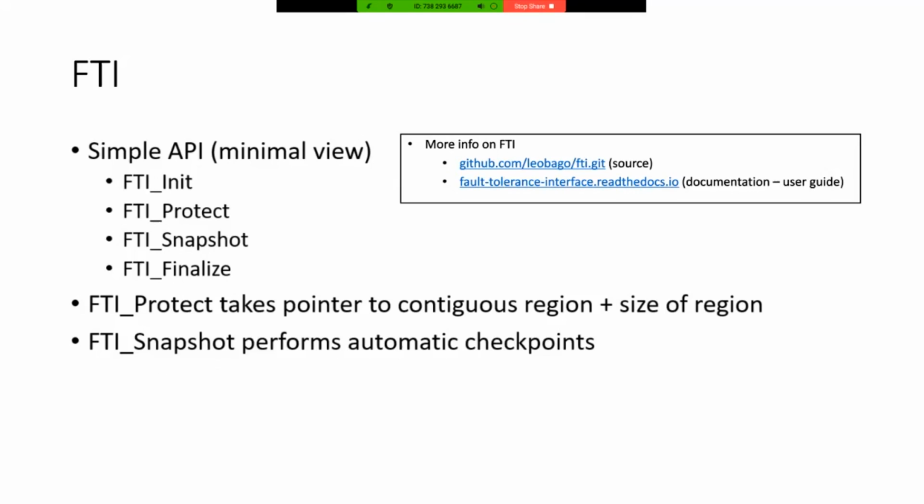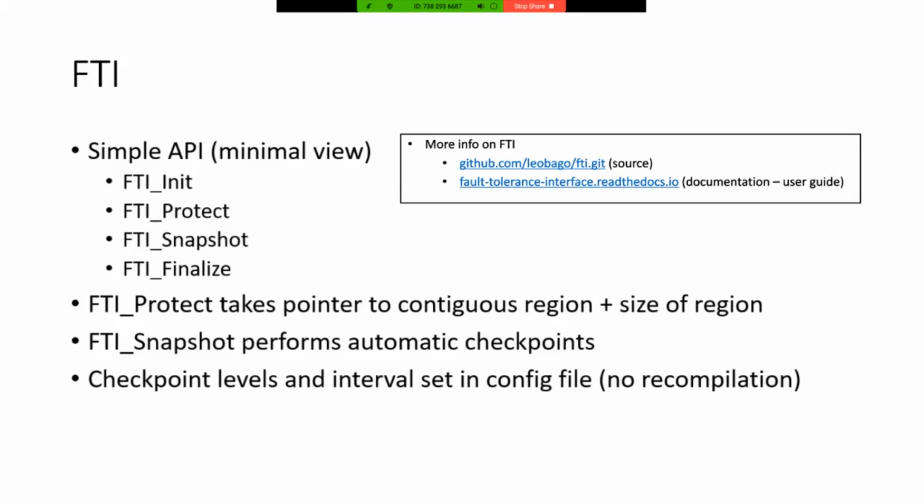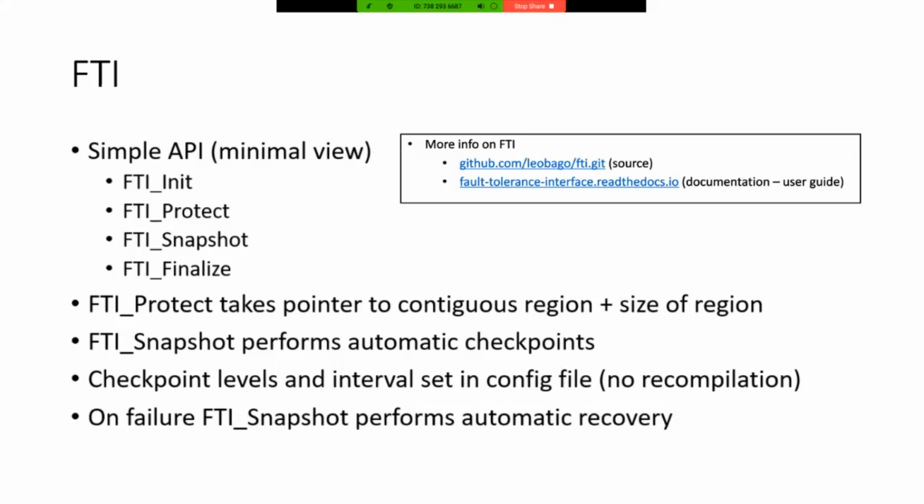But let's first of all look at the checkpoint. The checkpoint levels can be set in the config file. So without recompilation, I can decide afterwards, okay, no, actually I want to have level 1 every half an hour instead of level 2 every half an hour. And this can be changed afterwards, in the config file that is provided.